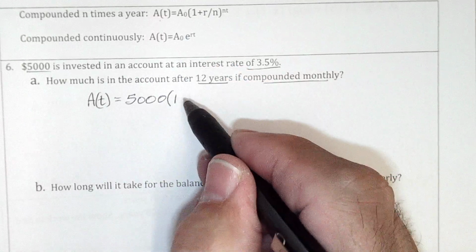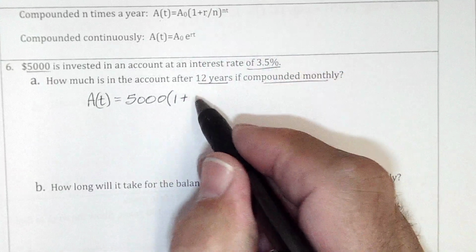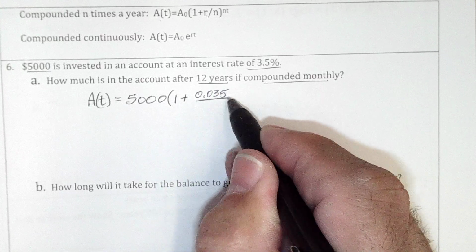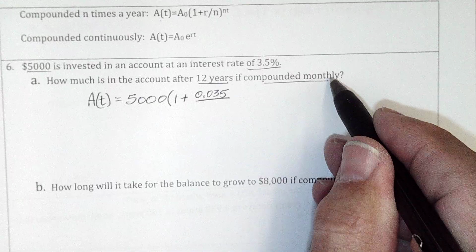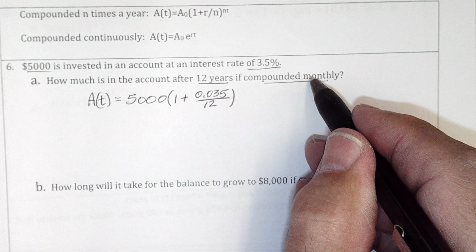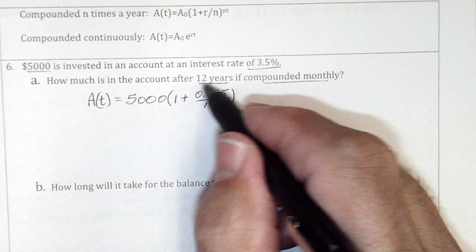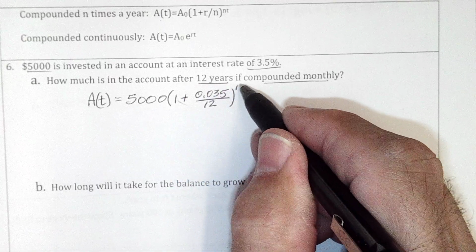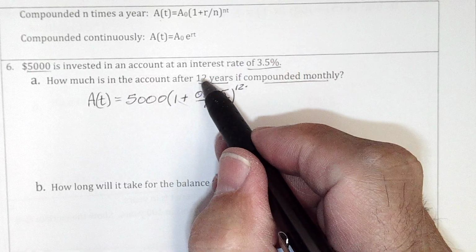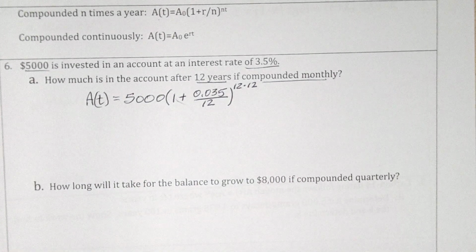Parenthesis, we get 100% of it back plus the interest rate in decimal, 0.035, divided by how many times we're going to get it compounded? 12 in a year, because you're going to get interest added each month. So we're going to multiply by this for each of the 12 months, 12 times for each year, and there are 12 years, so we've got to go times 12.